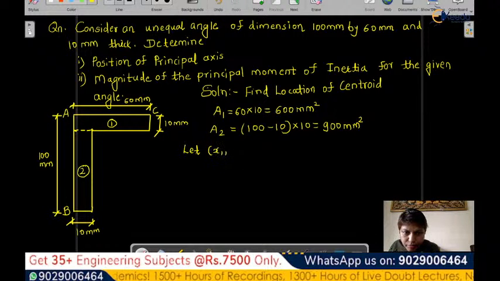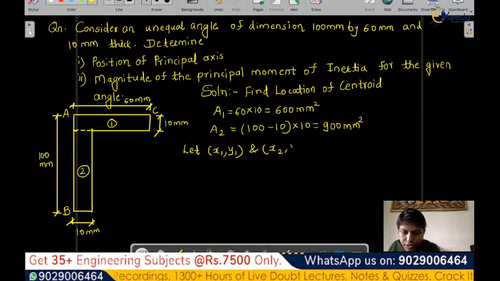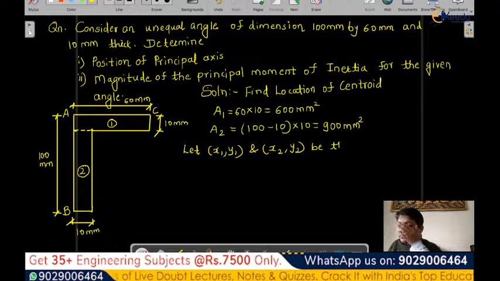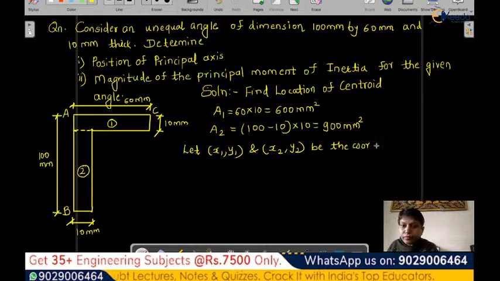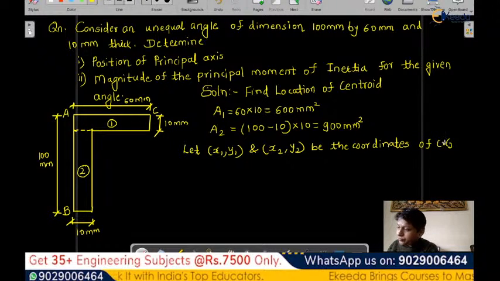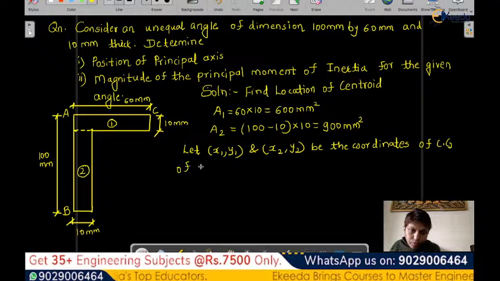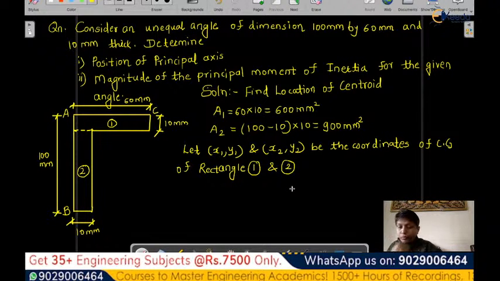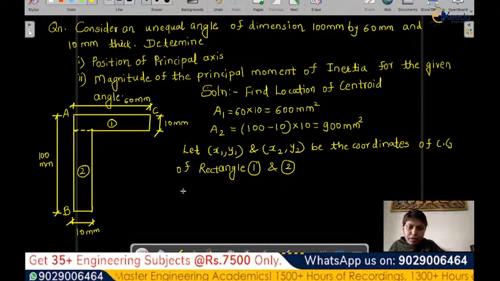Coordinates, let x1, y1 and x2, y2 be the coordinates of CG of rectangle 1 and 2. Now, what is x1 bar?